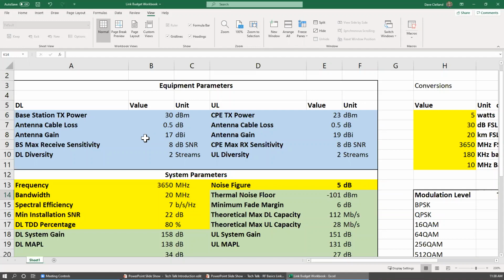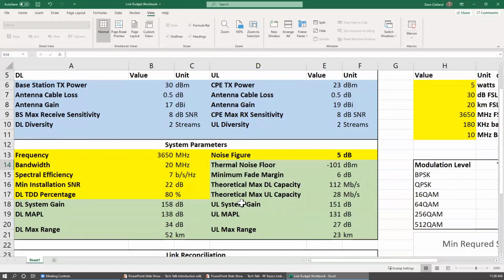Then I have some more system parameters. I have the frequency, which I've selected here as 3650, and a particular bandwidth. I've added a spectral efficiency that may or may not be in the specification sheet. I have chosen a couple of other parameters that we'll talk about in a bit: a minimum installation SNR, and a downlink/uplink percentage. I've also included my noise figure, which could be up here in the blue in the system parameters.